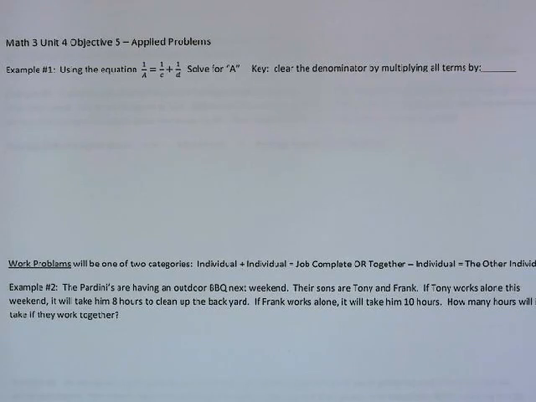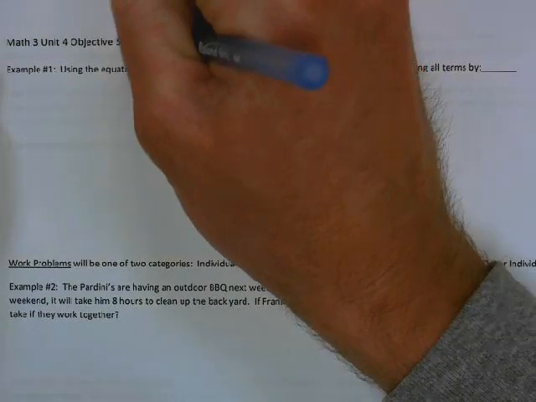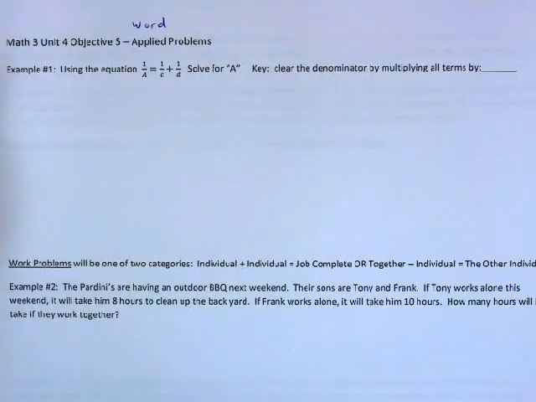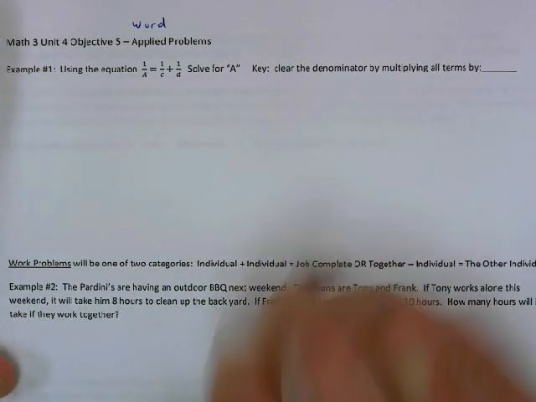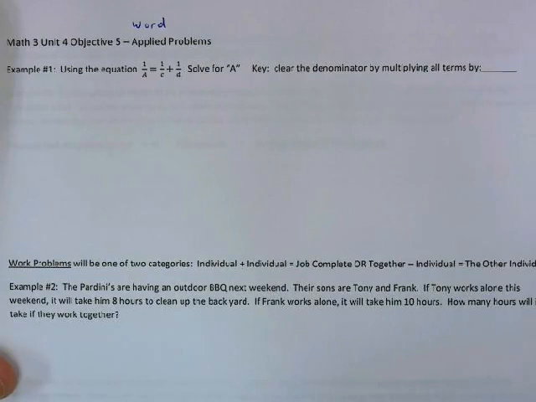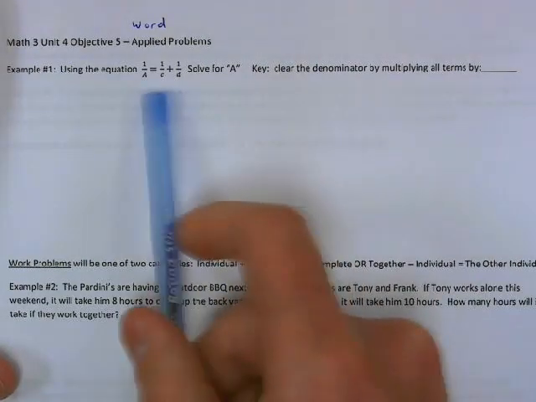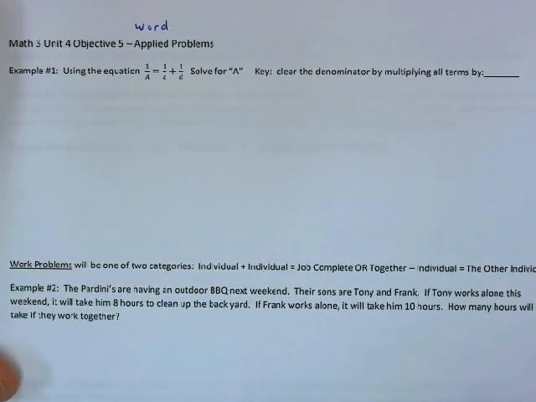All right, objective 5, we're working with applied problems, which basically means word problems. All right, example number 1, let's just consider this a warm-up because we're not going to see as many problems like this year with a bunch of letters, but we are going to solve equations that look like this. So let's dive right into example number 1.